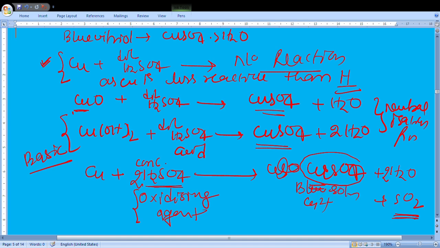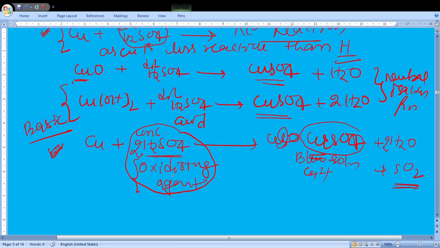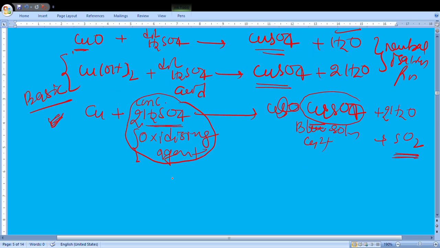Now you want to make it a crystal. This reaction is very important for your Cu and concentrated H2SO4. Reason: dilute will not react. Copper is less reactive than hydrogen, but in concentrated it will react because of its oxidizing property, isn't it? Then the next step is to form blue vitriol crystal.